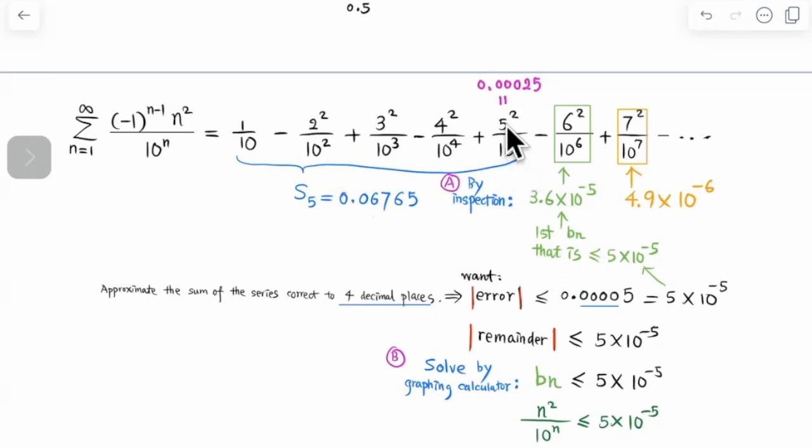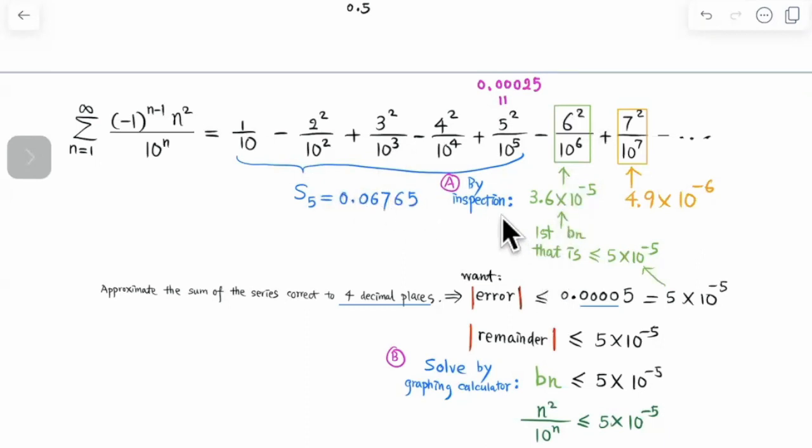Now, if I go down, I say, this one, would that be? Well, let's take a look. This is equal to 0.00025, which is not less than this. But this one over here is actually less than that. So this is the first term whose absolute value is less than 0.00005. So now we can take the sum of all the terms before this term. Let's call this S5, where the index goes from 1 to 5. And we got this number.